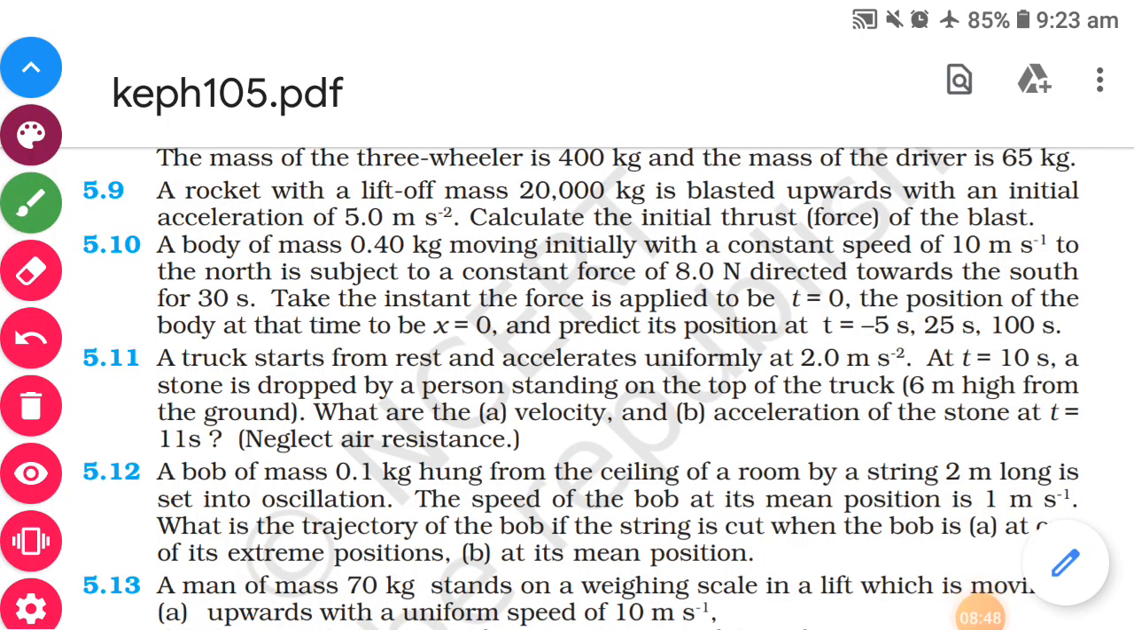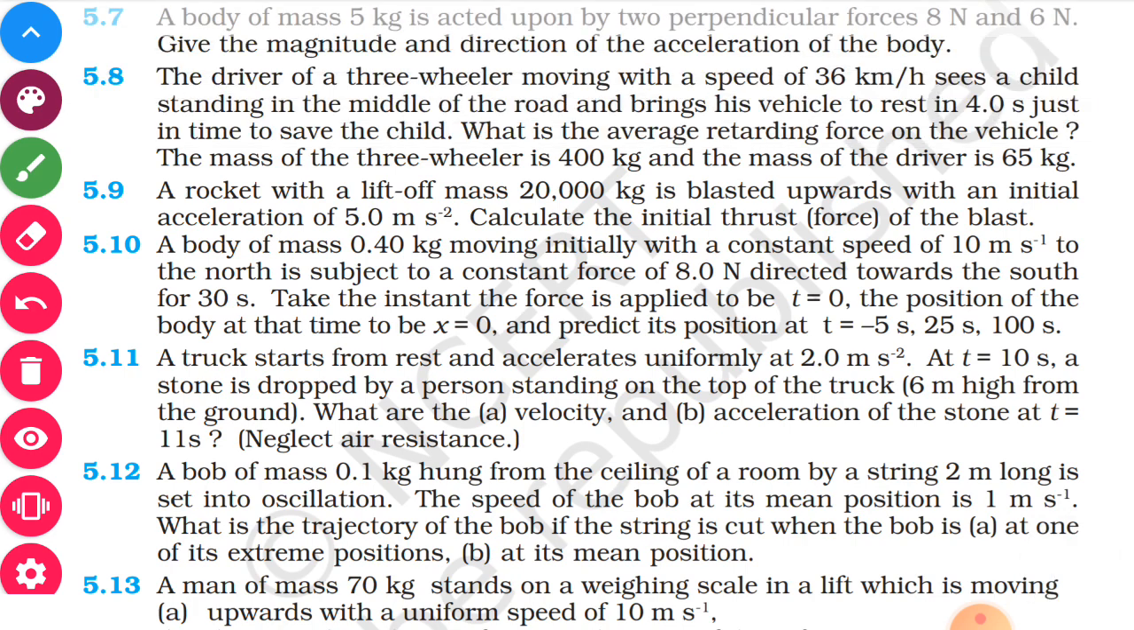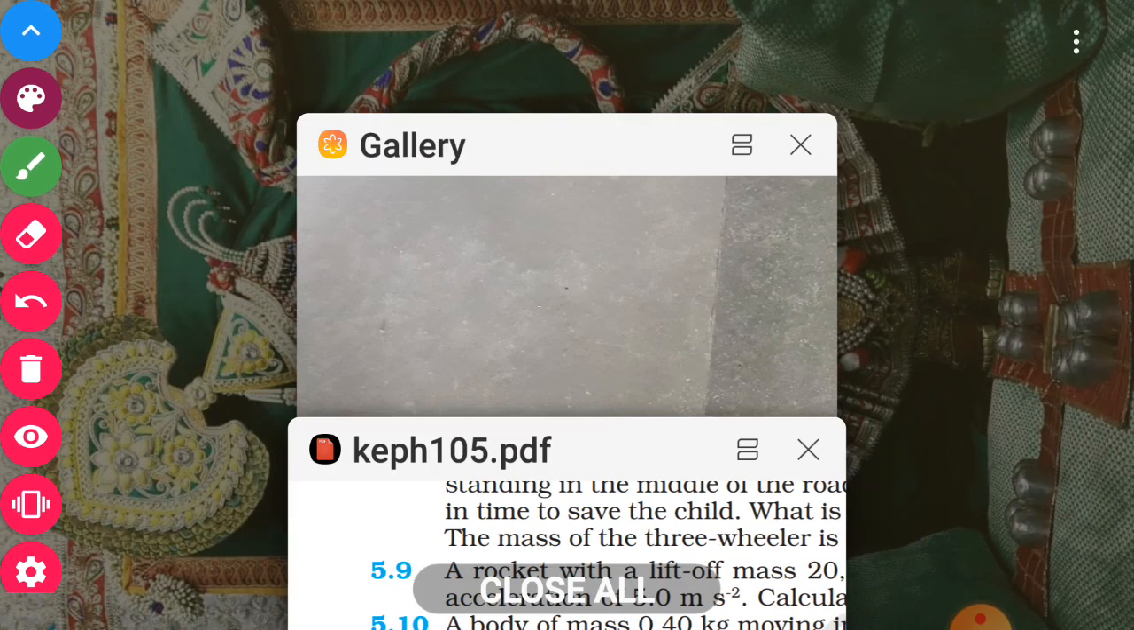Now 5.11: a truck starts from rest and accelerates uniformly at 2 meter per second square. At t is equal to 10 seconds, a stone is dropped by the person standing on the top of the truck, 6 meter high from the ground. What are the velocity and acceleration of the stone at t is equal to 11 seconds? We are neglecting the resistive forces.